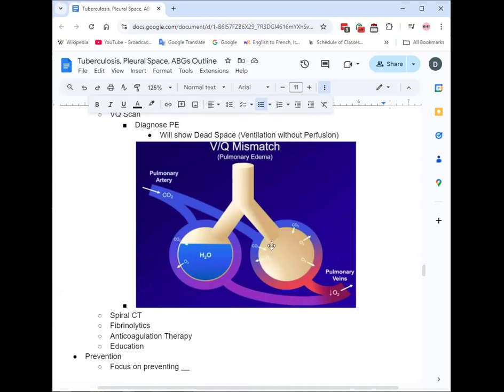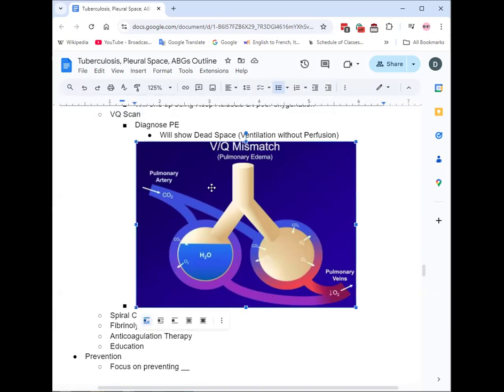Here you see a normal alveoli, it's able to properly exchange. And again, this is for pulmonary edema. Here, the fluid is preventing the exchange. Imagine instead it was the PE, then you would just not have as much blood flow going on, so you're not really getting that exchange. That's the concept behind the VQ mismatch.